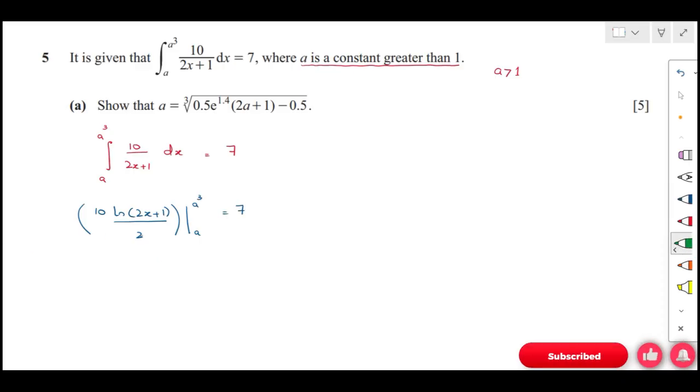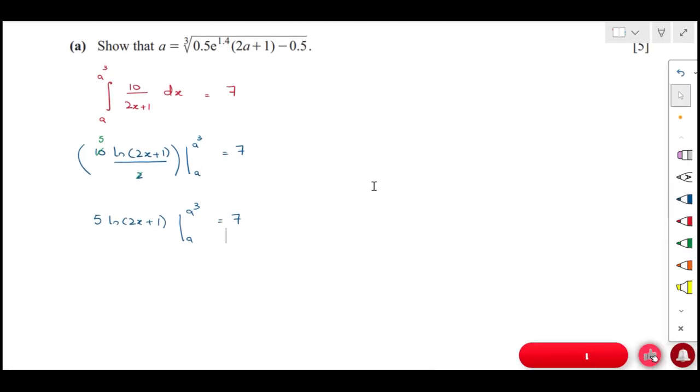Okay, now when we simplify, 2 times 5 is 10. Further simplification, we have 5 natural log of 2x plus 1. Limits are from a to a cube. This equals 7. Now let me substitute the limits. We have 5 natural log of 2a cube plus 1. The upper limit is a cube, the lower limit is a. Subtract the lower limit, 5 natural log of 2a plus 1, that equals 7.